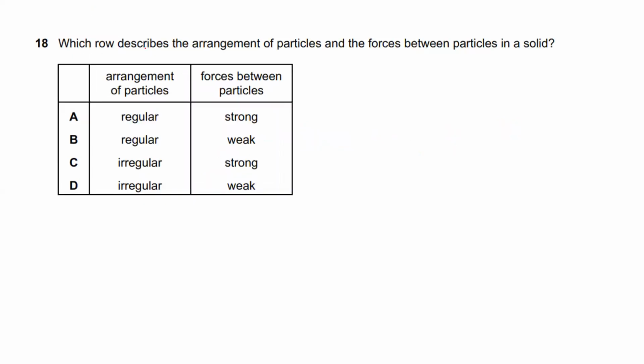Then question number 18, it says, which row describes the arrangement of particles and forces between particles in a solid? So solid has a regular arrangement of particles and strong forces between the particles. So regular and strong. 18, answer A is the best choice we have.